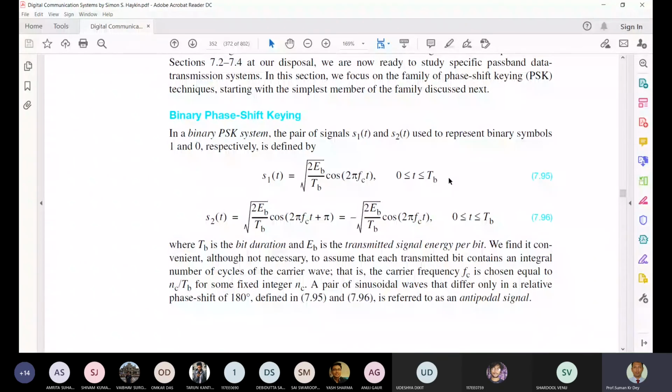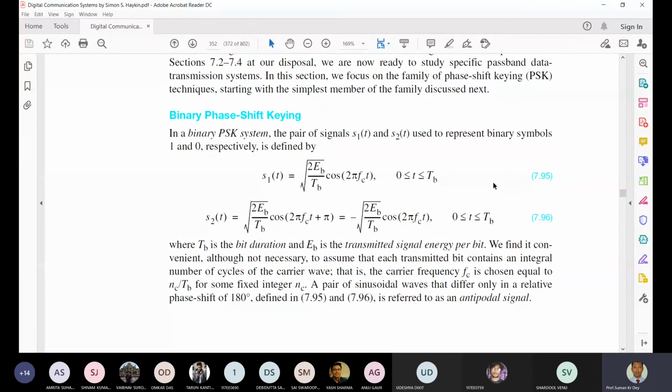That is, amplitude shift keying, phase shift keying, and frequency shift keying. Today we'll discuss phase shifting. The easiest form of phase shifting is binary phase shifting.